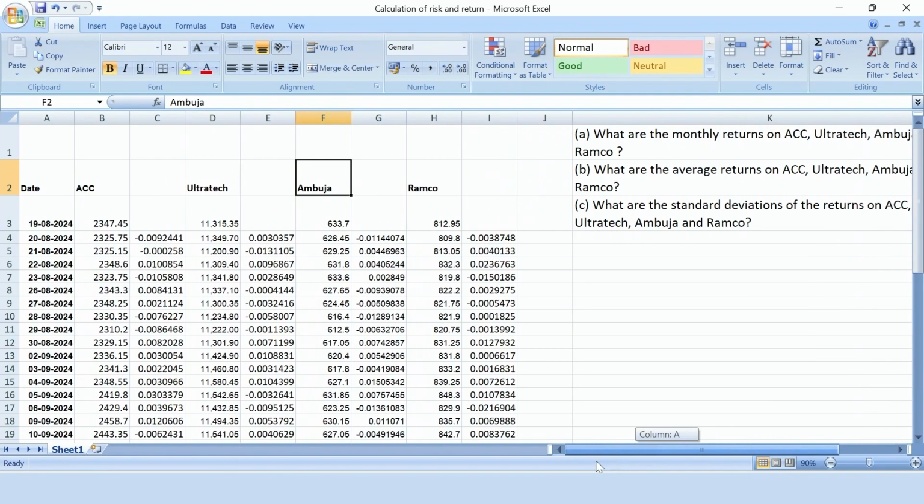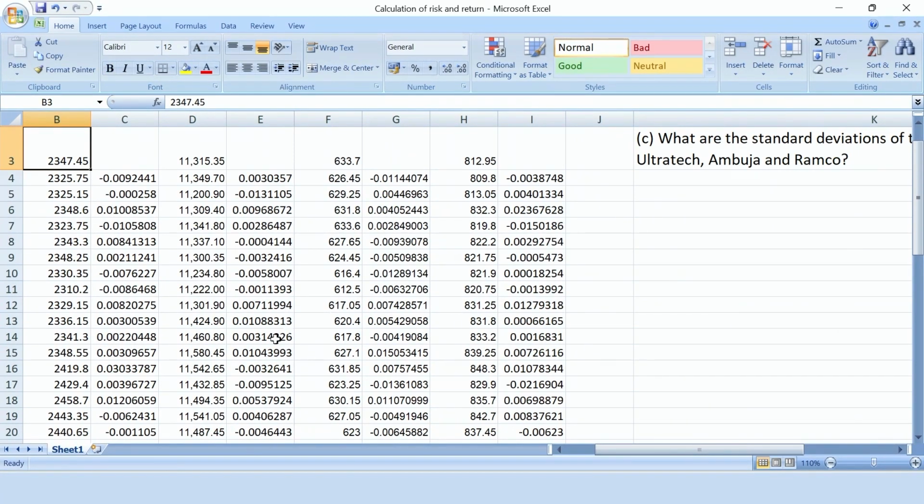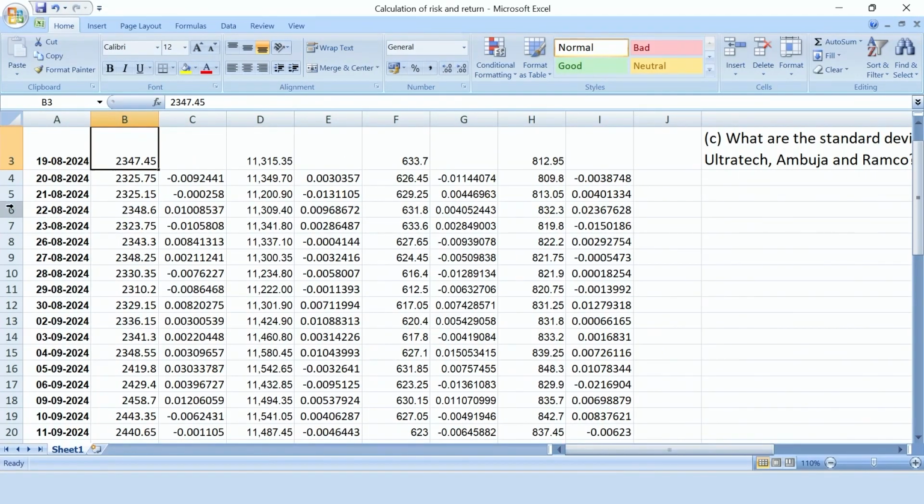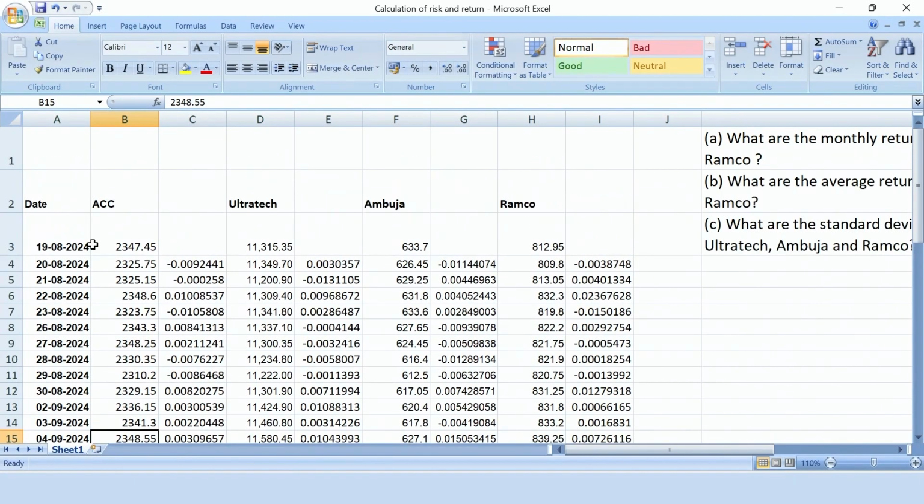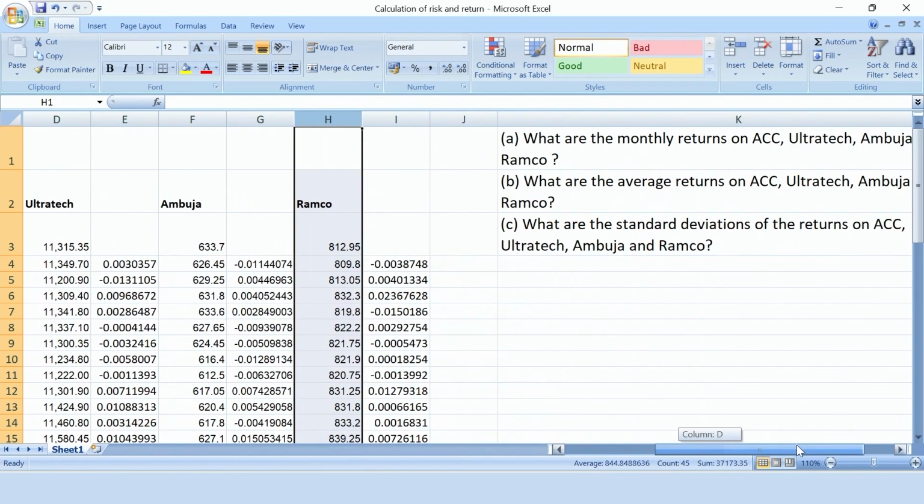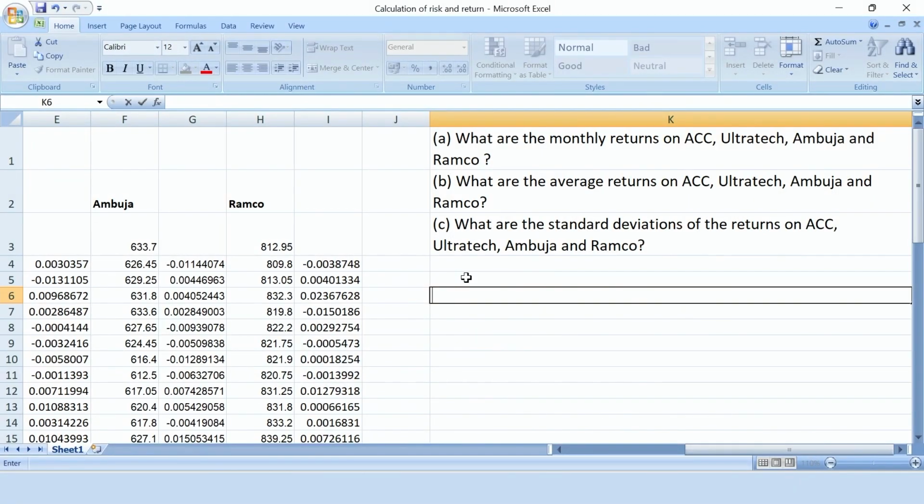Before starting the exercise, just look into the prices. This is the prices of ACC Cement, this is Ultratech Cement, this is Ambuja, and this is the prices of Ramco. Now, because the historical prices are provided, we don't have any base for calculating the return. So we have to adopt a different formula for calculating the return.